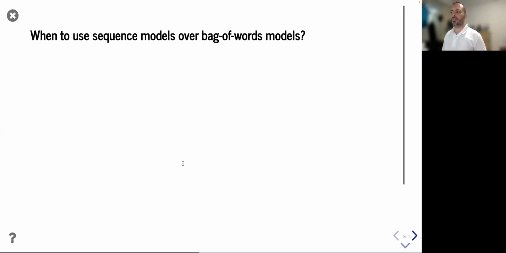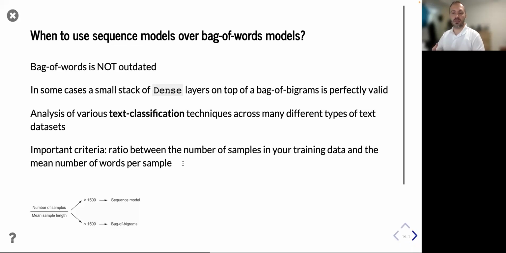So the question is, what's going on? When should I use a bag of words and when should I use these new techniques? And it's important because actually the bag of words approach is not outdated at all. So we would think that, okay, we have language related tasks, so of course we will use something like transformer and this and that. No, actually there was a research on this and they analyzed different techniques. And actually in some cases, a small stack of dense layers such as we saw before with bigrams could actually be a perfectly valid solution.